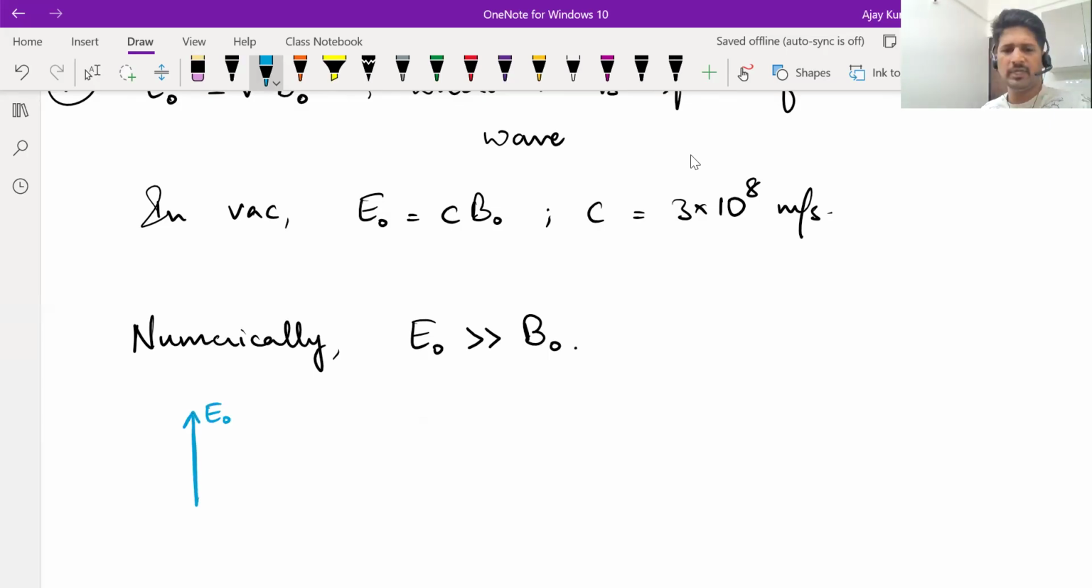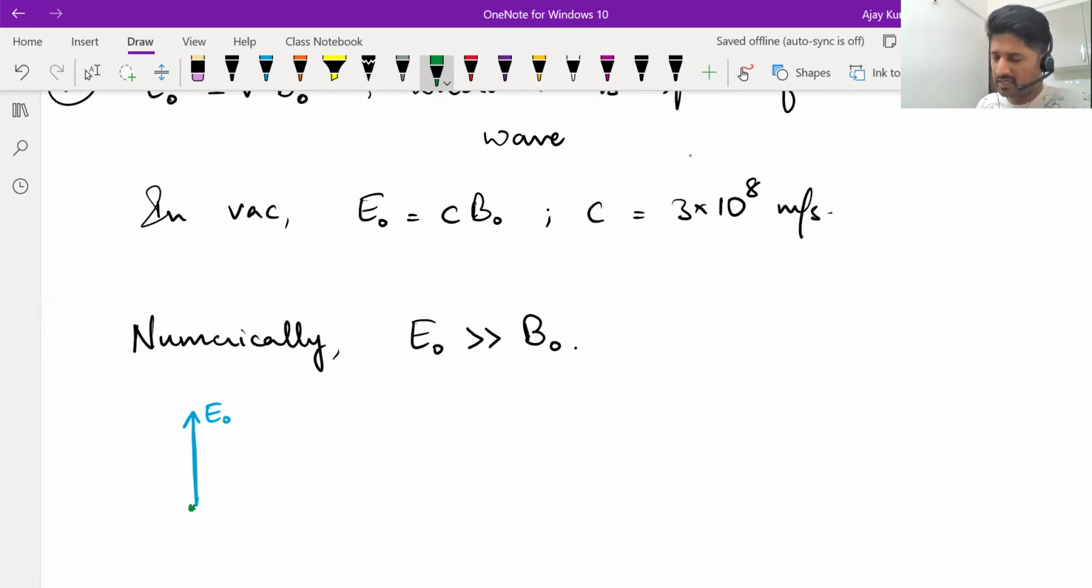Fine. Or let's say this is the peak value of electric field. The peak value of magnetic field will be very, very small. Even if you draw the vector, you are supposed to draw a very short vector like this. You can't even show it here actually. Suppose it's vacuum.